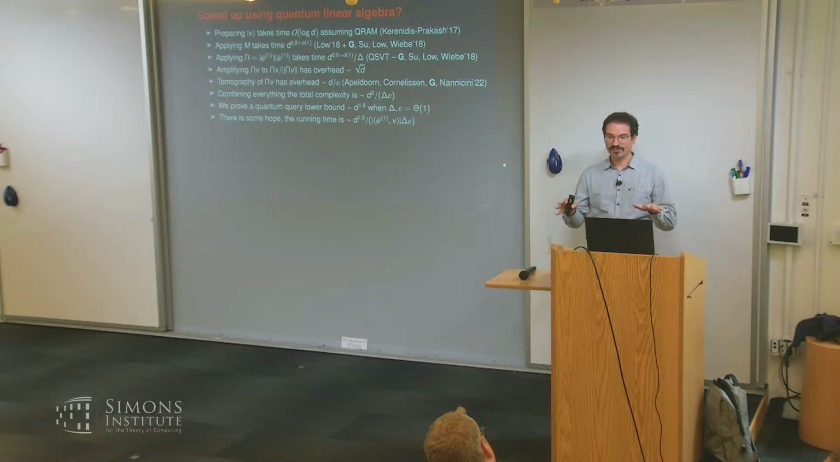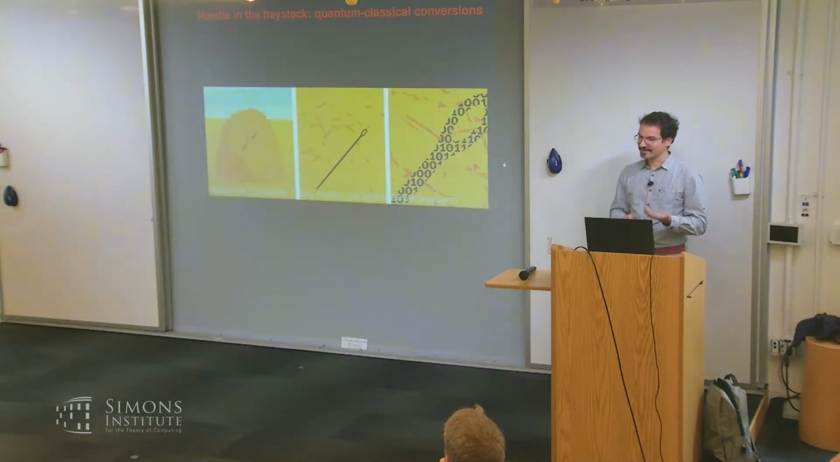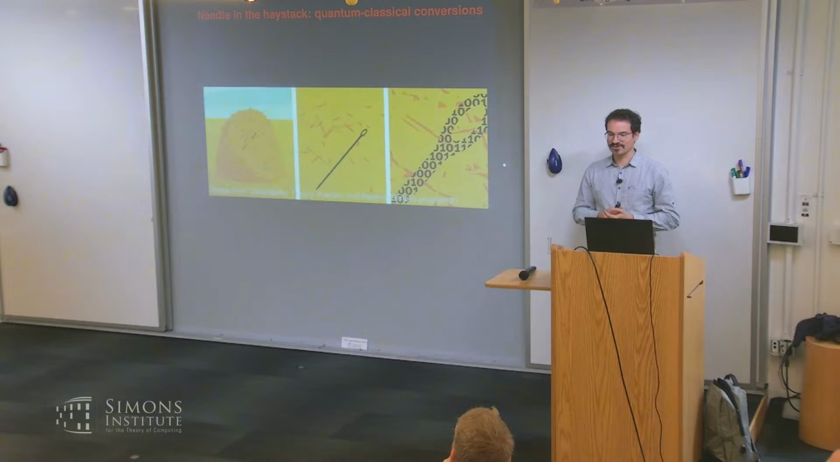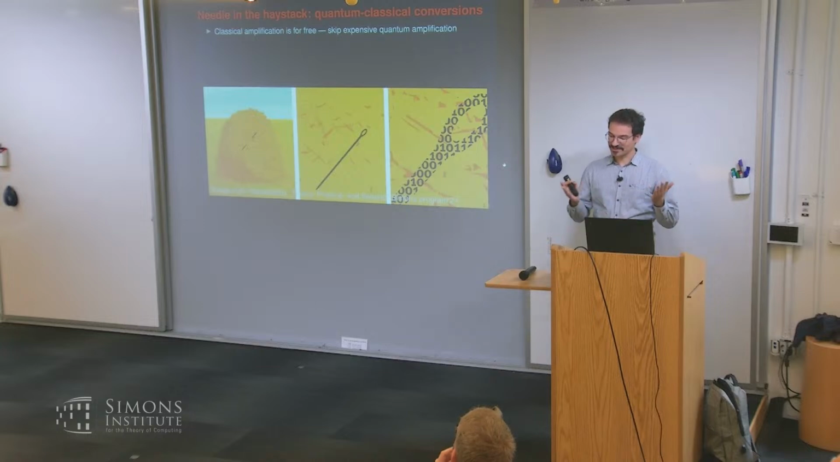Okay, there is a hope if you have a good overlap, but how do you get there? Yeah, good. And this is the main issue that we tackle. This is the needle in the haystack. We need to find this overlap and somehow make it constant large. And well, that's a problem because quantum amplification is costly for this thing. But notice that classical amplification is for free.